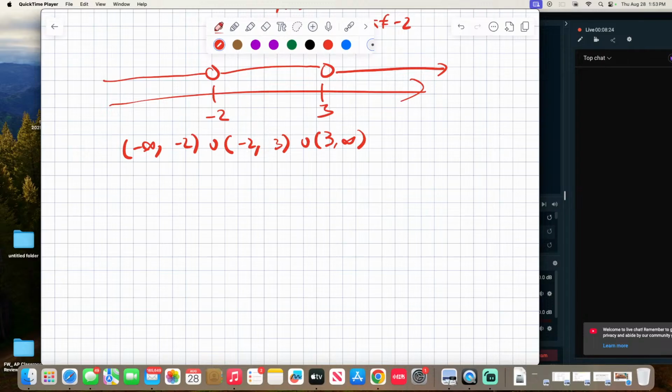So can you find the domain of this function, 2x over 4x squared minus 36x plus 81? What will be the domain of this function?